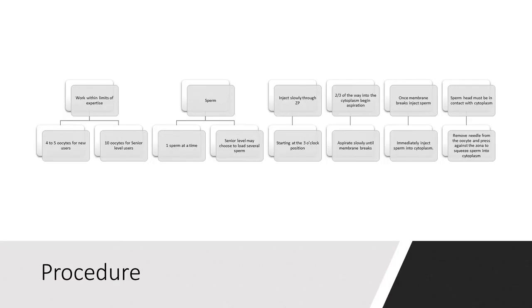I suggest setting up an algorithm for your development and always suggest working within limits. In the beginning, just load 4 or 5 oocytes at a time into your ICSI dish and only loading 1 sperm at a time during the injections. Once the QA shows that fertilization and development is acceptable, go ahead and do more oocytes and possibly load multiple sperm into your needle.